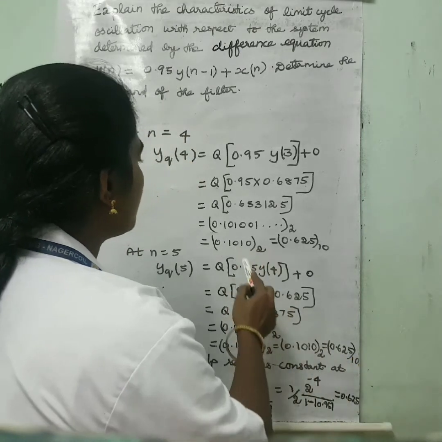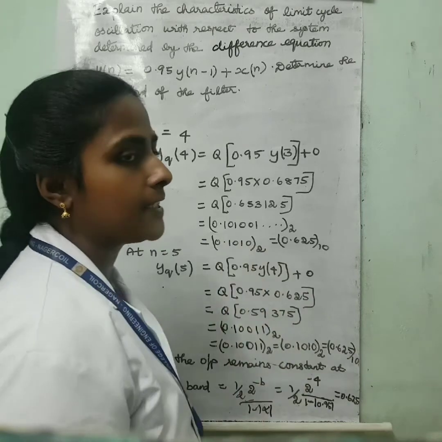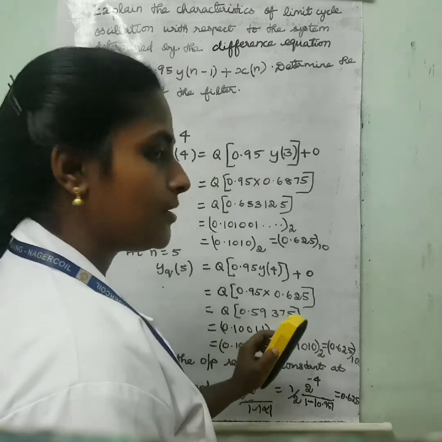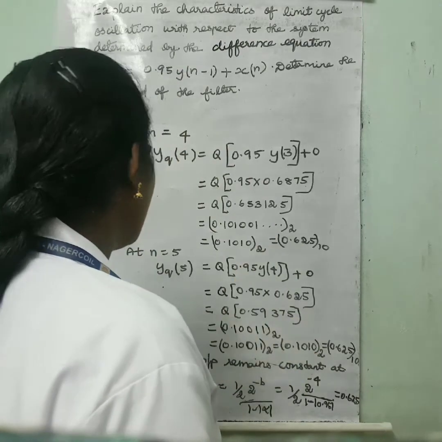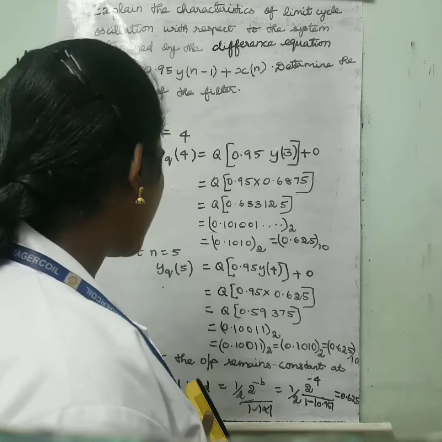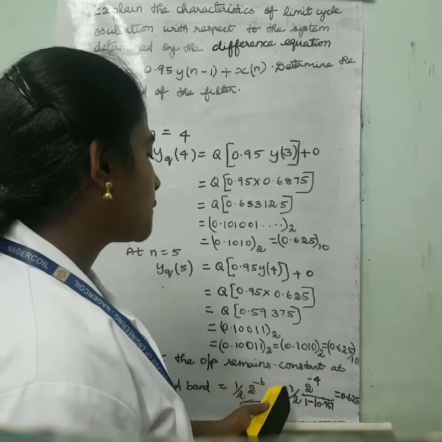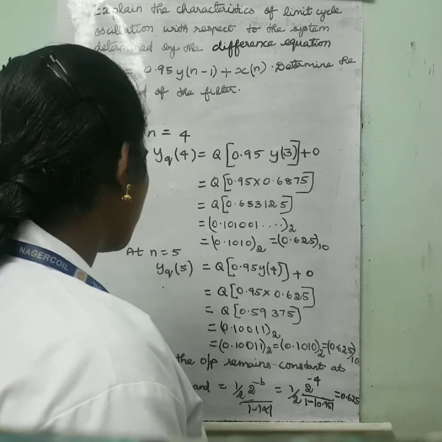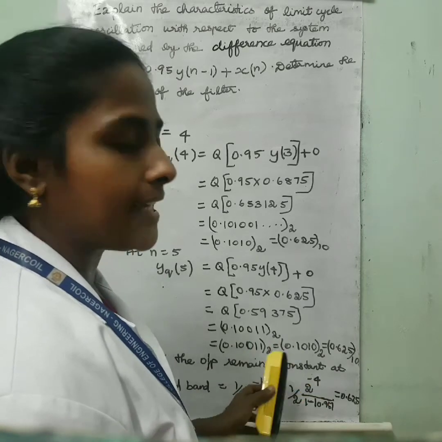This yq of 4 and yq of 5 are equal. So stop at this stage. Okay, at this stage you can stop because the two are equal. So you can come to a conclusion that for n greater than or equal to 5, the output remains constant at 0.625, causing limit cycle oscillation.